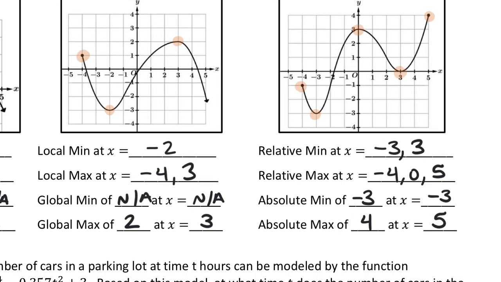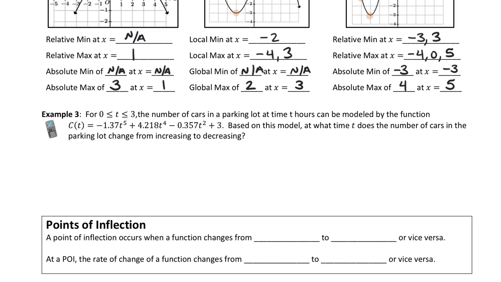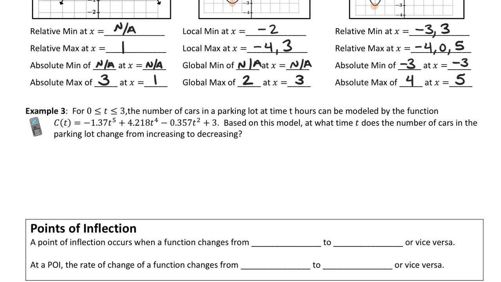Okay, so we're using our calculators here for this next question. Okay, this would be a really like AP-styled multiple choice calculator allowed question. It says, for 0 less than or equal to t less than or equal to 3, which means from 0 to 3, the number of cars in a parking lot at time t hours can be modeled by the functions cars of t.